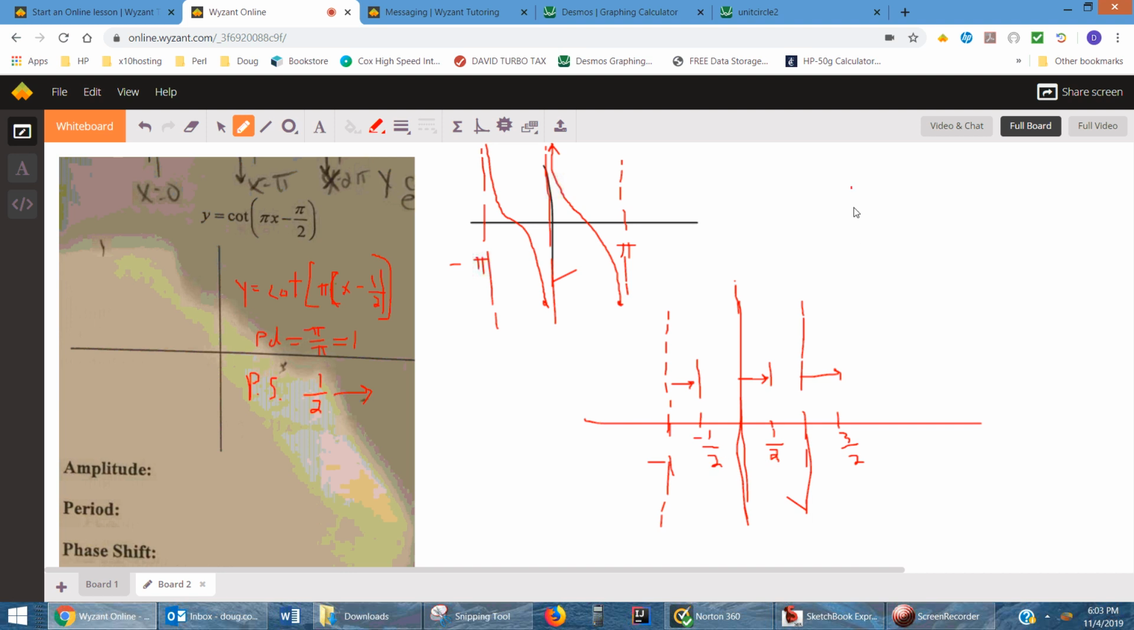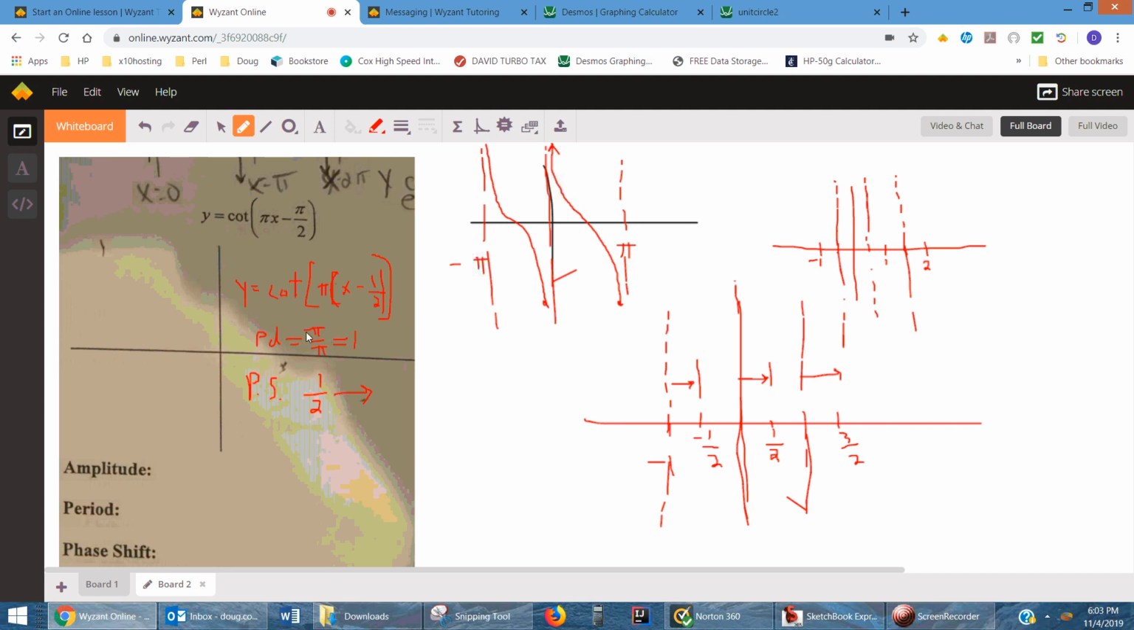Okay, and so now that I've got the idea, I can draw in just the lines that I need. I need 1.5 as a vertical asymptote. This is 1, this is 2. A half has a vertical asymptote. Negative 1/2 has a vertical asymptote. And that accounts for the phase shift.